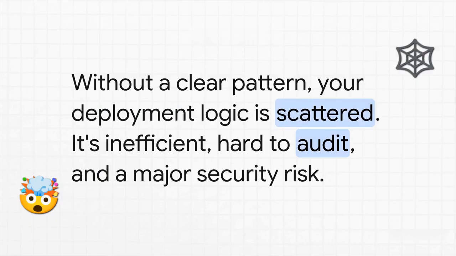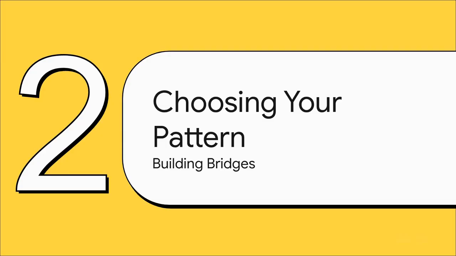And this is where the nightmare begins. If you don't have a clear plan, a real architectural pattern, your deployment logic just gets scattered to the wind. You end up with duplicate pipelines, insecure credentials stashed in all sorts of places, and just no single source of truth. It's messy, it's a pain to audit, and frankly, it's a huge security risk. But look, it does not have to be this way at all.